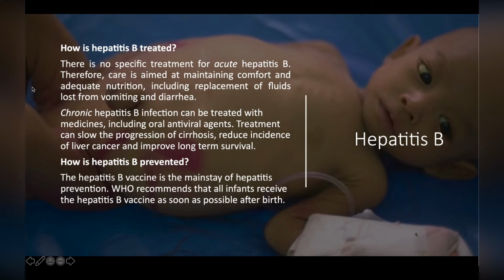There is no specific treatment for acute hepatitis B, while chronic hepatitis B infection can be treated with medicines including oral antiviral agents. The hepatitis B vaccine is the mainstay of hepatitis prevention.